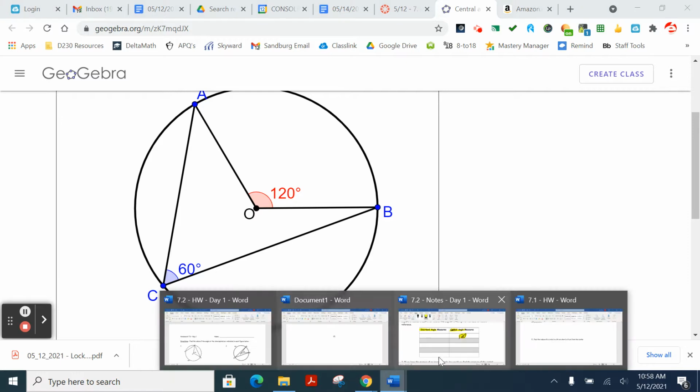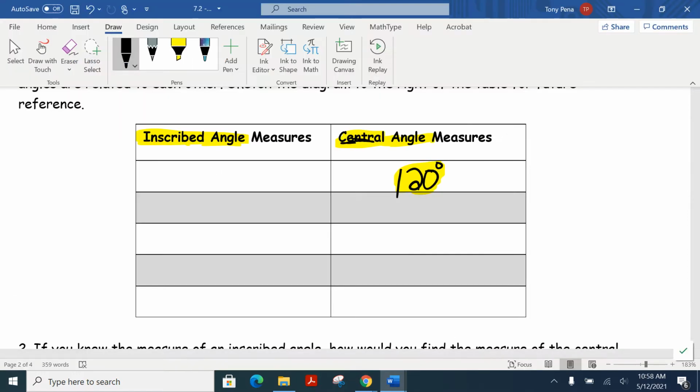So go back to your table, and we're going to say that when our central angle is 120, the inscribed angle would have been 60. All right.